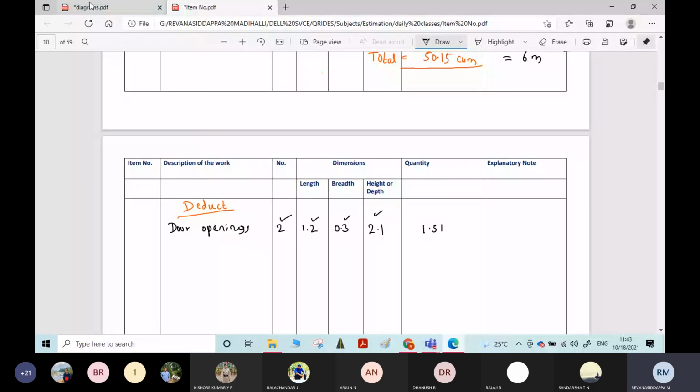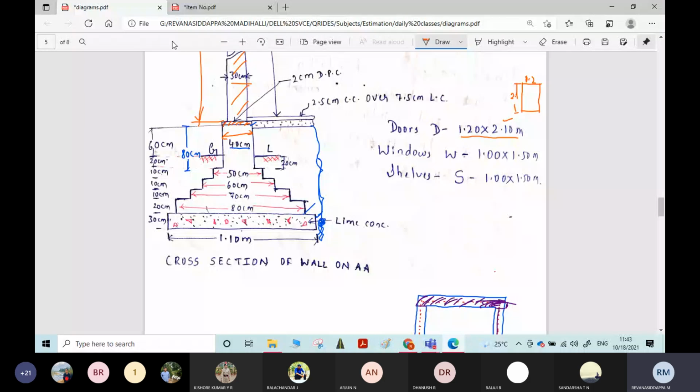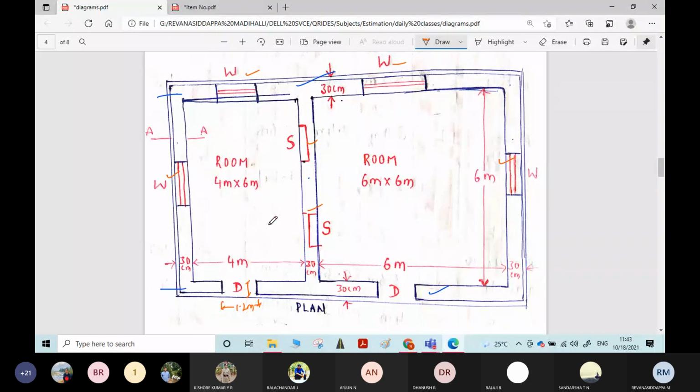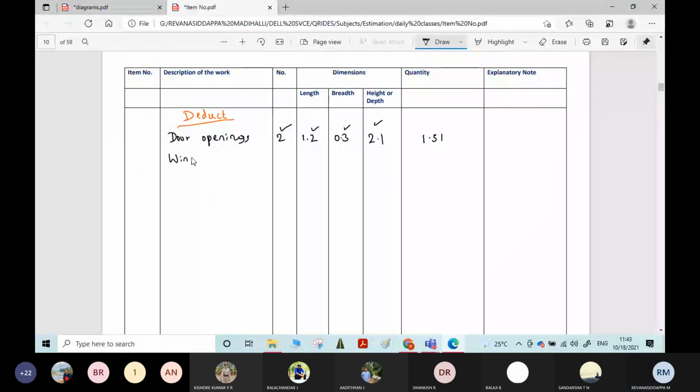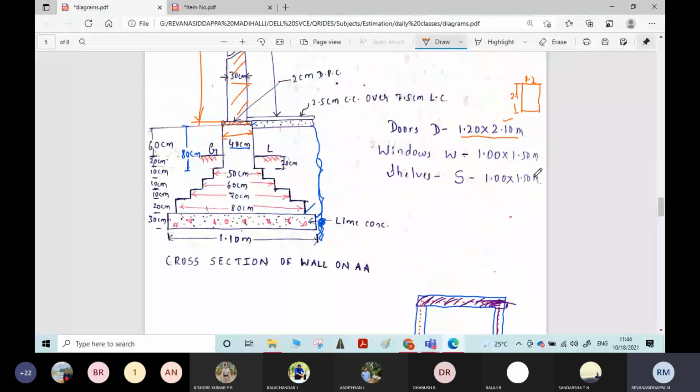Now there are windows. How many windows? Four windows. Four windows are there in the building. Now tell me the length, breadth and height. You just see the dimensions here.